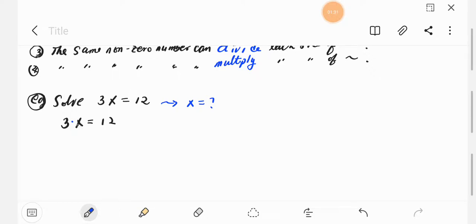So if x is multiplied by 3, this is a multiplication, then we can divide each side by the same number here. We call 3 a coefficient. So divide each side by the coefficient 3. Then we can cancel this out. So x is equal to 4, right? In this case, we can divide each side. Why? Because 3x is a product, 3 times x. So you can make it 1 times x by dividing each side by the same factor, 3.